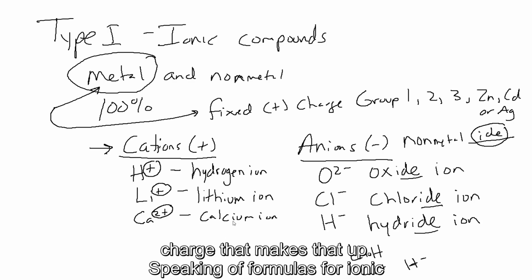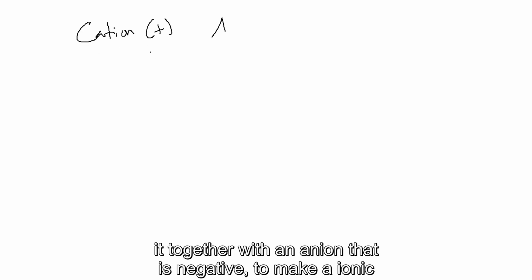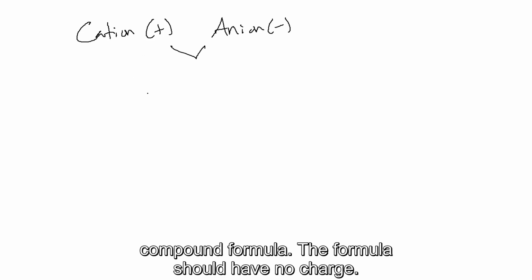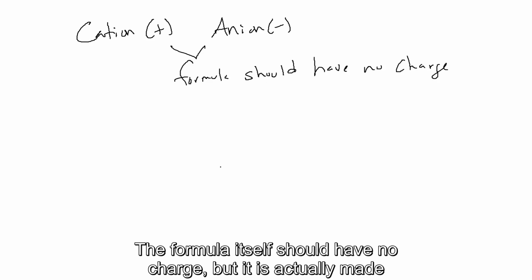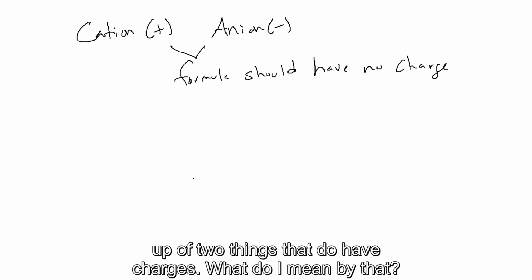That makes that up. Speaking of formulas for ionic compounds, whenever you take a cation that's positive and put it together with an anion that is negative to make an ionic compound formula, the formula should have no charge. So the formula itself should have no charge, but it is actually made up of two things that do have charges. What do I mean by that?